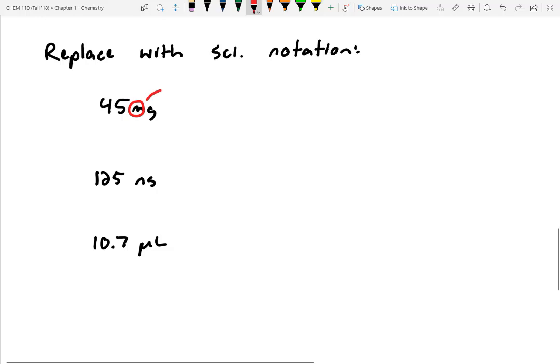But let's replace this milli unit, and what does that stand for again? 10 to the negative 3 on that cheat sheet. Okay, so now what we can do is say this is the same thing as 45 times 10 to the negative 3 grams.